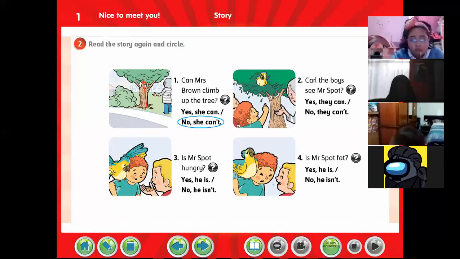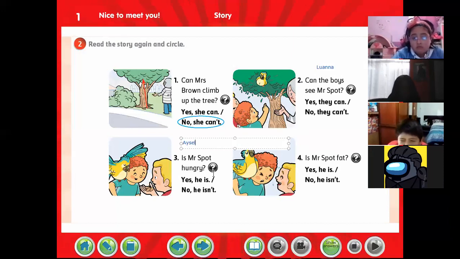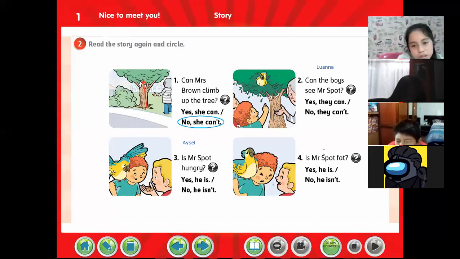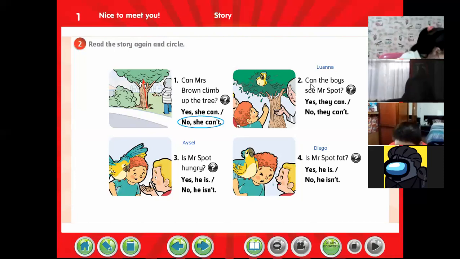But different students, huh? Different, not the same. Luana, you tell me with us. And one more time, one more, okay, let's see. Diego and Cis, okay, no more volunteers, so Diego. Please, Luana, number two. Read, please.